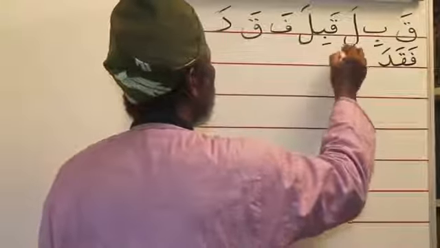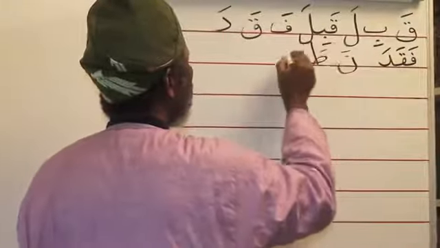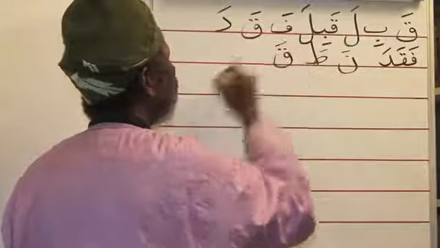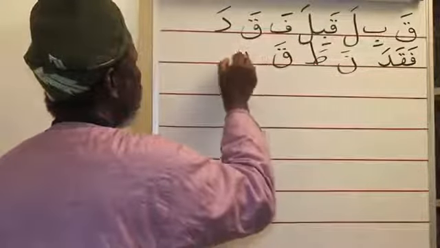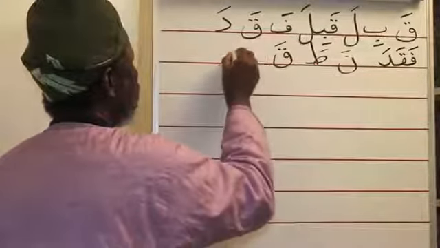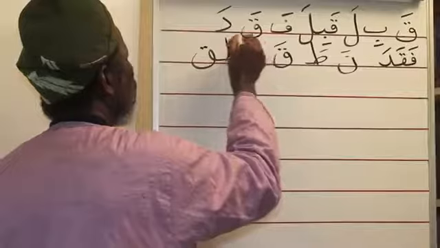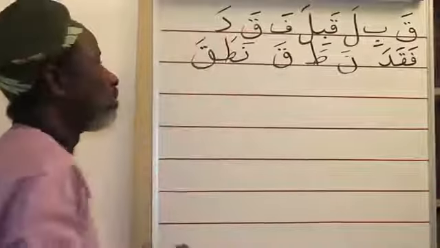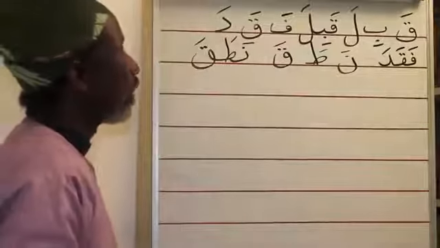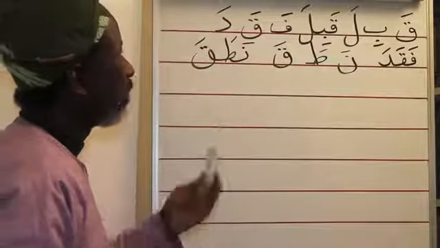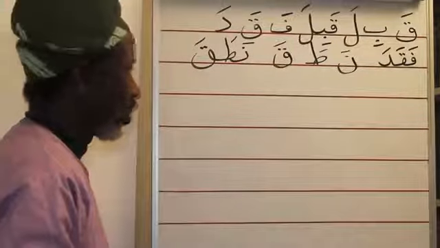Now qaf at the end is nataqa. Na, ta, qa. Nataqa. Joined. Na, ta, qa. Nataqa. So we've done now qaf, beginning, middle, and end.